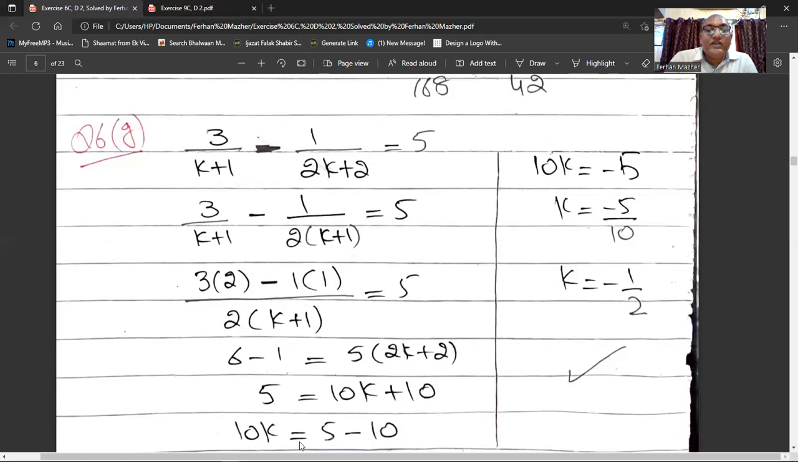So 10k will be equal to 5 minus 10. So 10k will be equal to minus 5. So k will be equal to minus 5 by 10. So k will be equal to minus 1 by 2, you cancel both of them with the 5. So the whole question number 6 part G is showing up on your screen. You can pause the video and take your time.